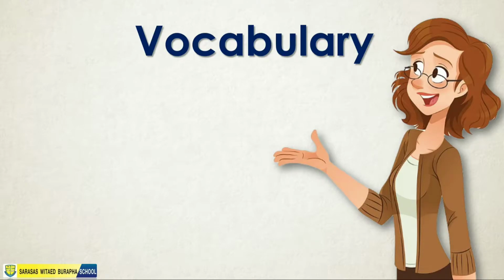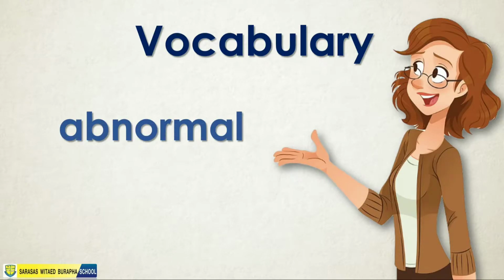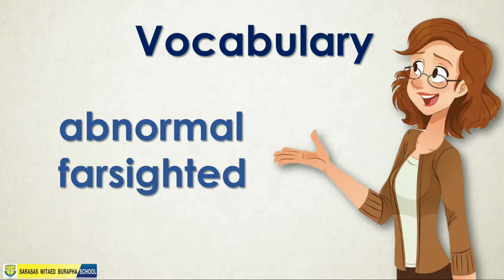First, abnormal. Again, abnormal. Let's spell abnormal. A B N O R M A L. Abnormal. Next word, farsighted. Again, farsighted.